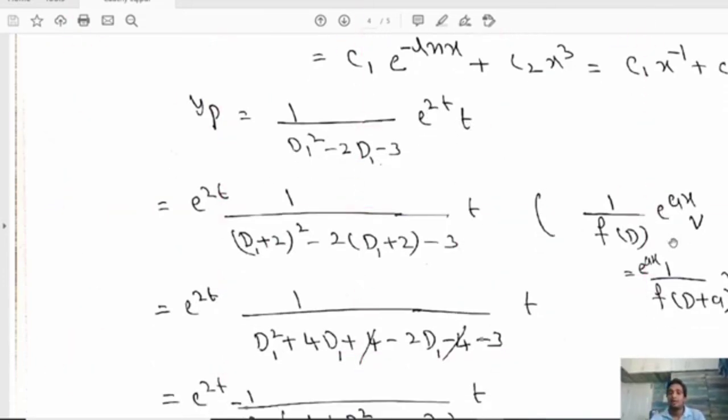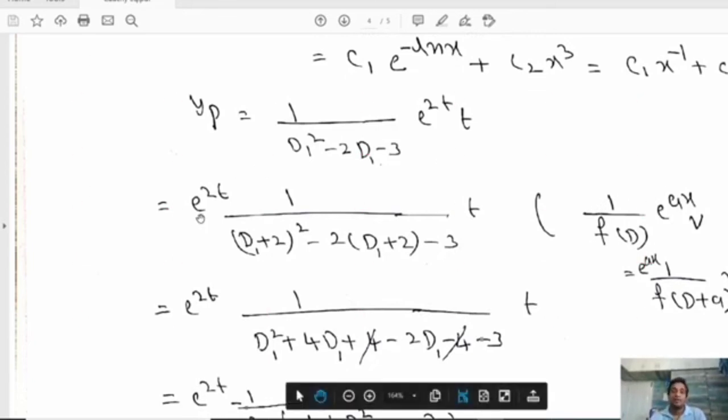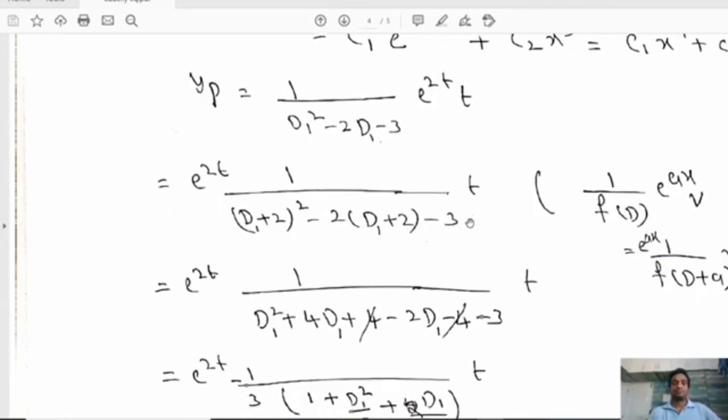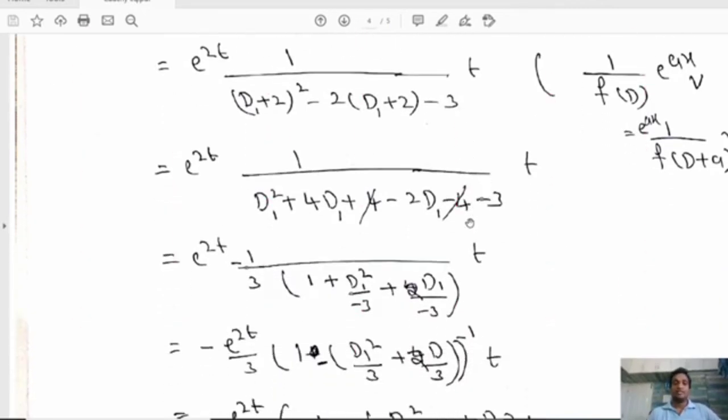Just the same formula that we applied earlier. I have written the formula also here. For e power 2t, instead of D1 I have to substitute D1 plus 2. So D1 plus 2 whole square minus 2 into D1 plus 2 minus 3, into t. If I simplify this one, I have got D1 square plus 4D1 minus 2D1 minus 3.